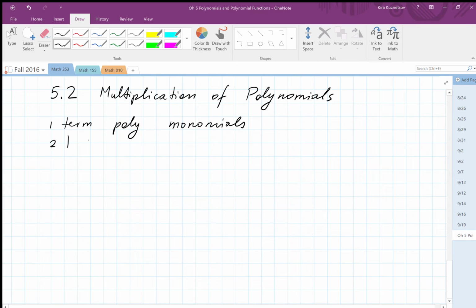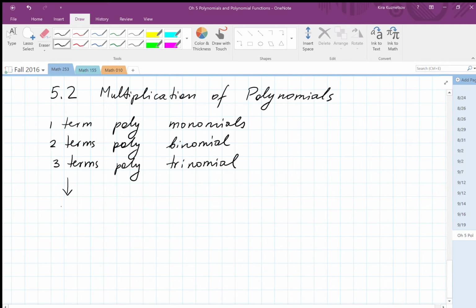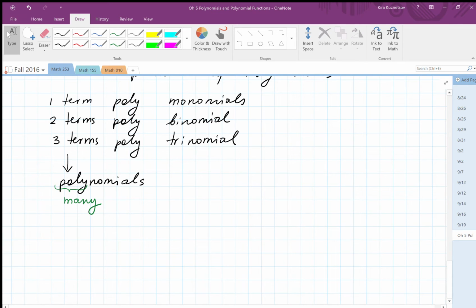If I have two terms, it is called a binomial. If I have three terms, it's called a trinomial. Everything after these are polynomials. Poly stands for many in Latin. So we do have a separate word for one term, two term, or three term polynomials. The rest are just called polynomials, and that's it.